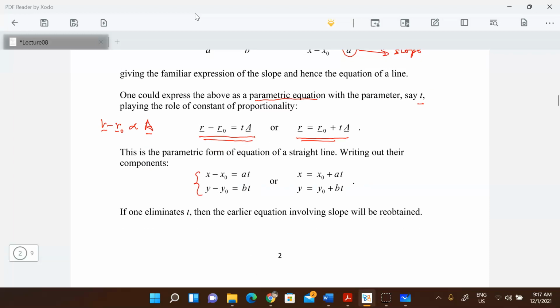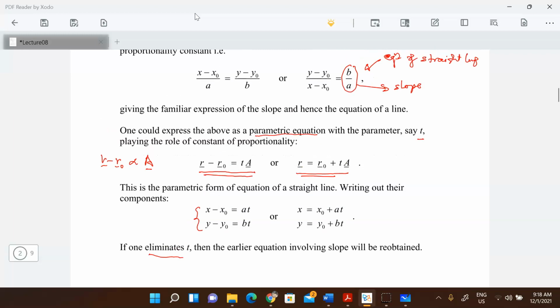This can be convenient, to write this line as a set of parametric equations. But if you want to get back to the original equation of a line, you can simply eliminate t over here, and then you get back to your original equation that gives you something like here. All right. So now we can go to 3 dimensions.